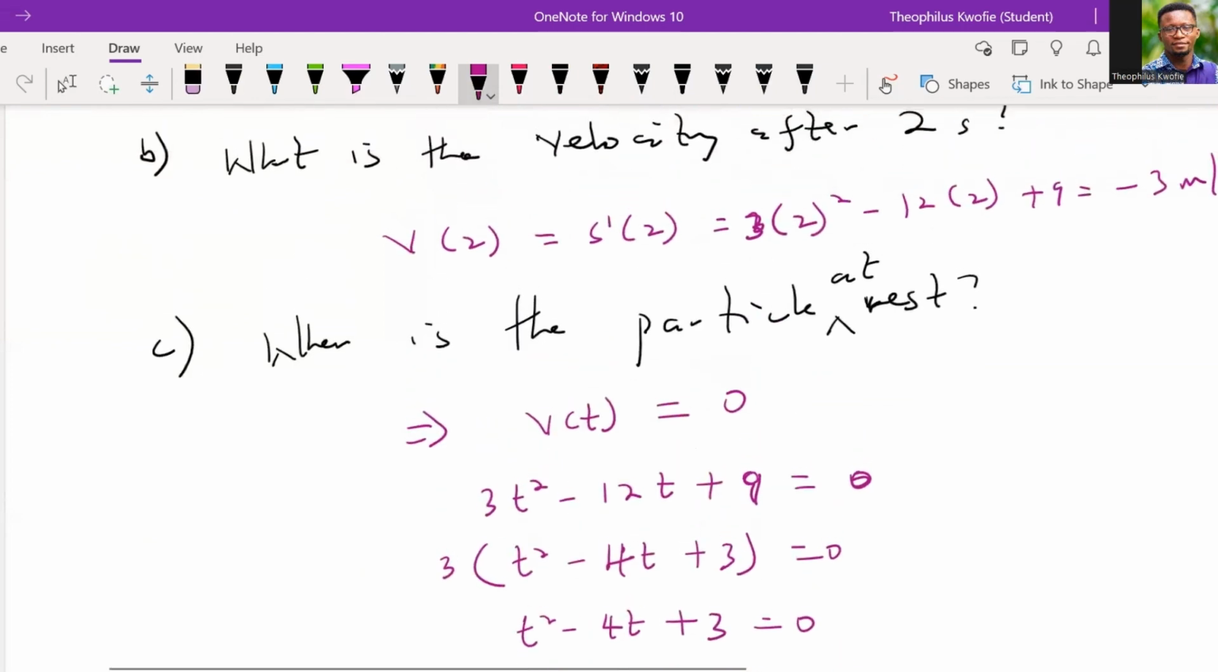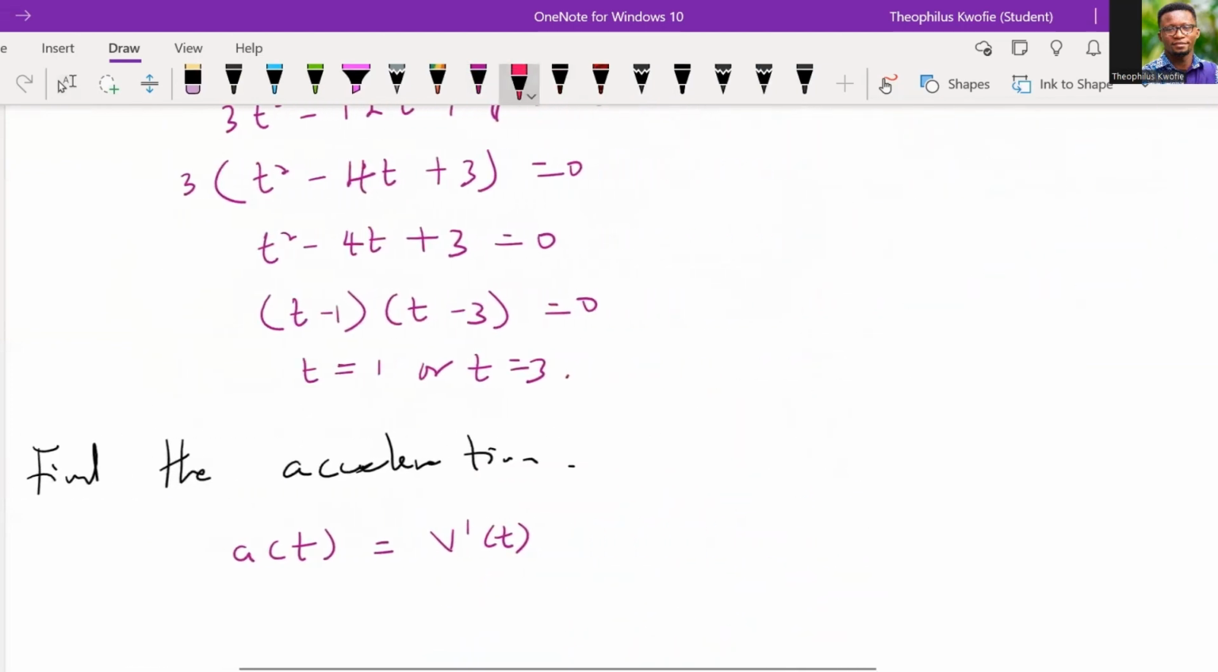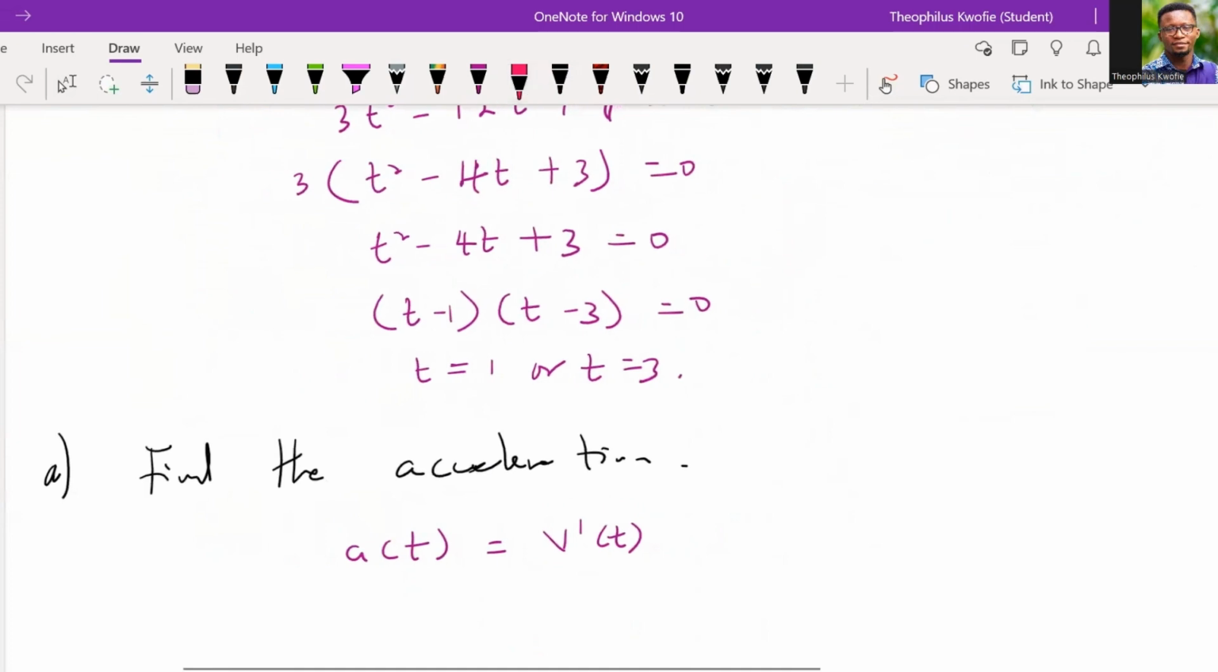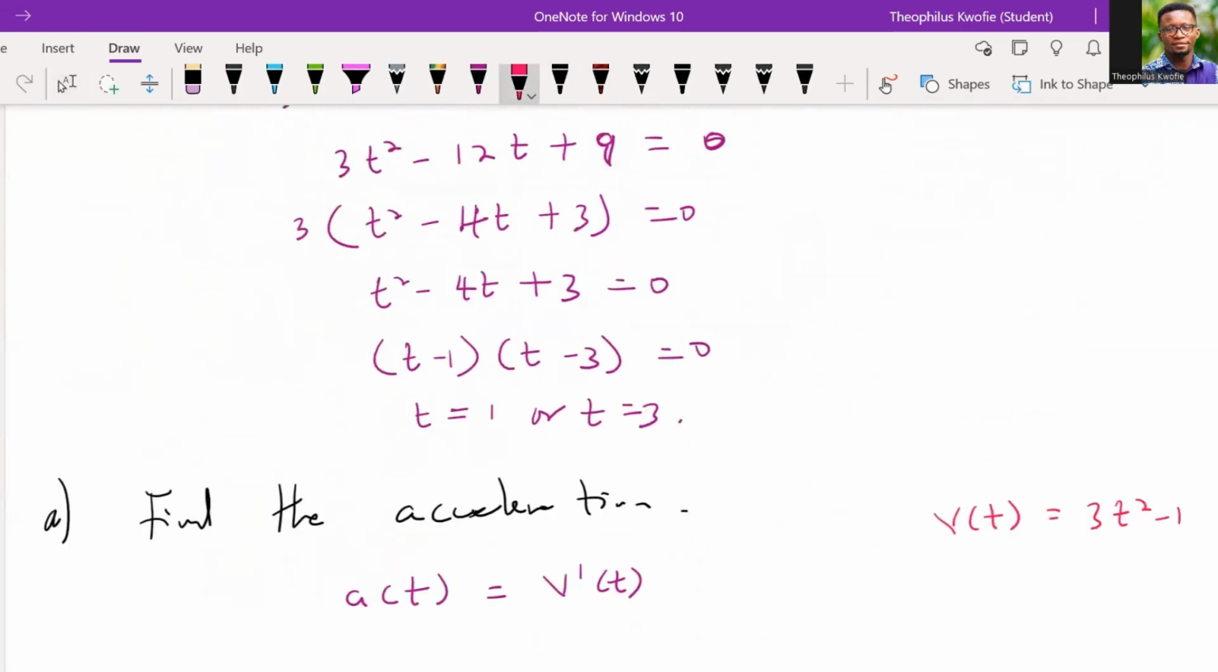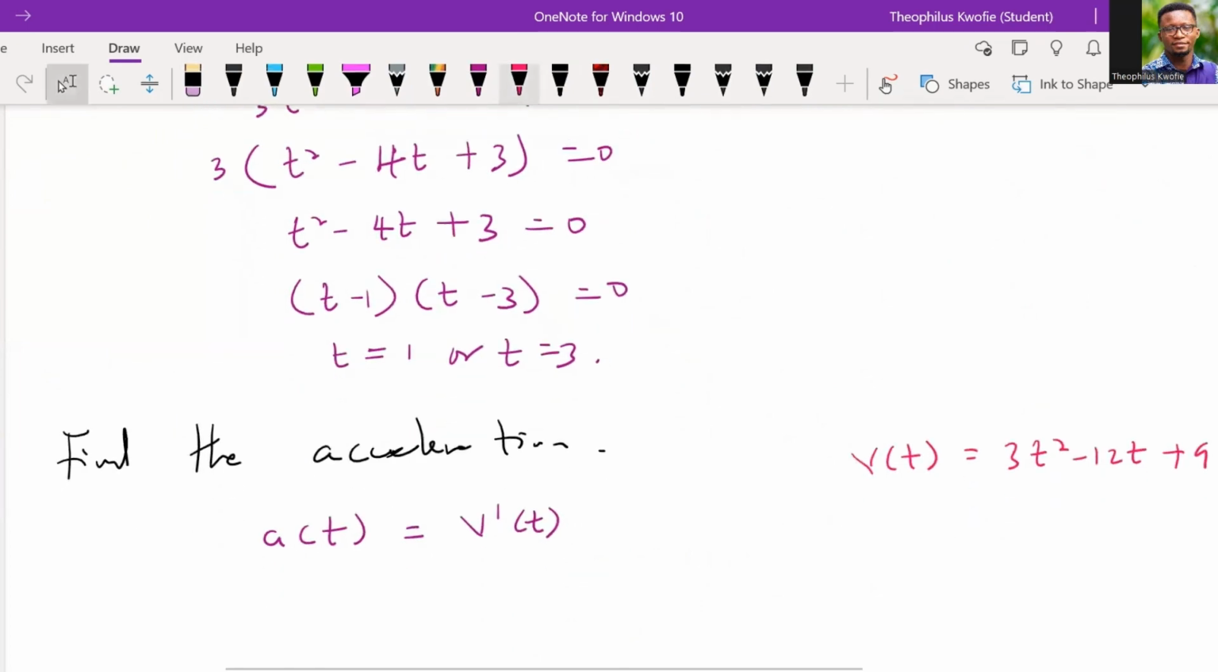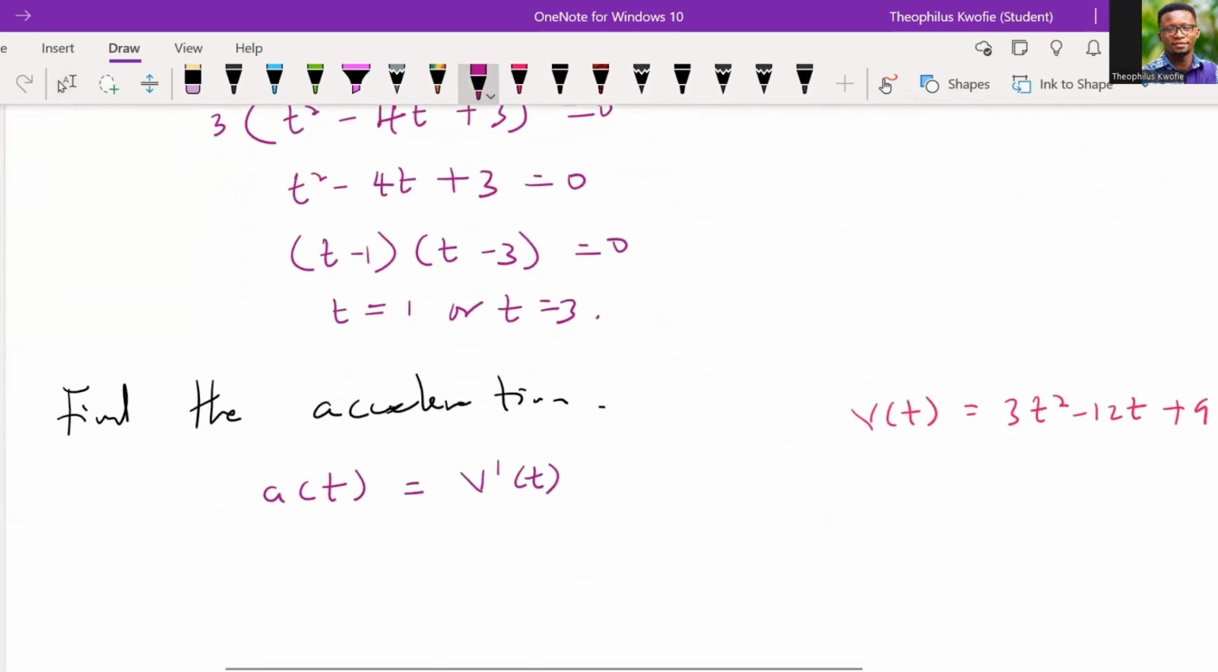Now, what is our velocity? Our velocity was given as what? So let's write it down here. We know that our velocity is 3t squared minus 12t plus 9. Now, what is the acceleration? We said that we just have to differentiate the velocity, and that gives us 6t minus 12, right? So that is going to be our acceleration. I hope we all get this question. If you have any further questions, please do let me know, so that we can tackle it.